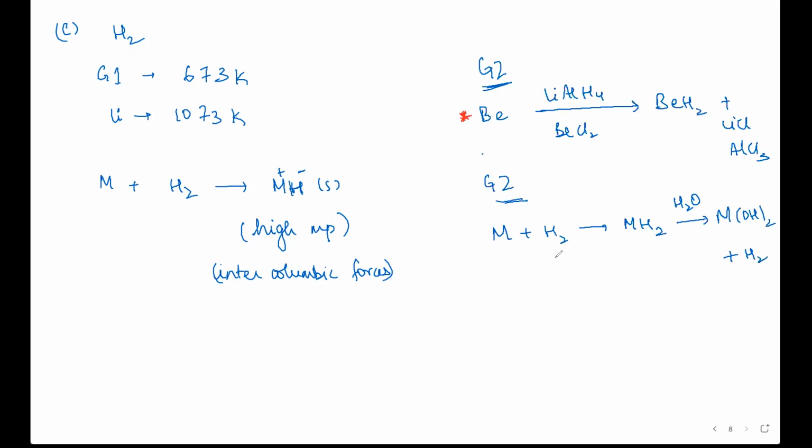Group 1 and group 2 both react. Of course, you need to provide heat to it. They react at really high temperatures, forming metal hydrides. In the case of group 1, metal hydrides are high melting solids, ionic compounds. Coming to beryllium, it does not react with hydrogen gas, but it forms hydride by taking hydrogen from other sources, which is basically lithium aluminium hydride, LiAlH4.